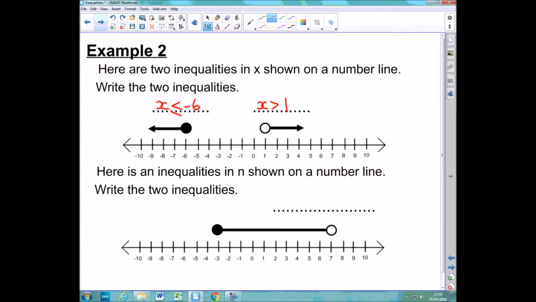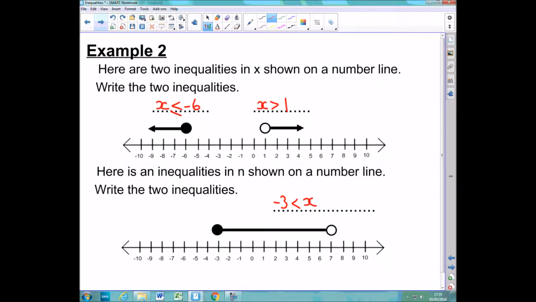Okay, so my second example here is going to be one of those double inequalities that I had in the last example. Hopefully you can see that these are all the numbers between -3 and 7. So I need to show that x is bigger than -3. So if I put my x in the middle, to show that x is bigger than -3, it needs to sit on the bigger side of my inequality sign. And I'm going to have -3 on the other.